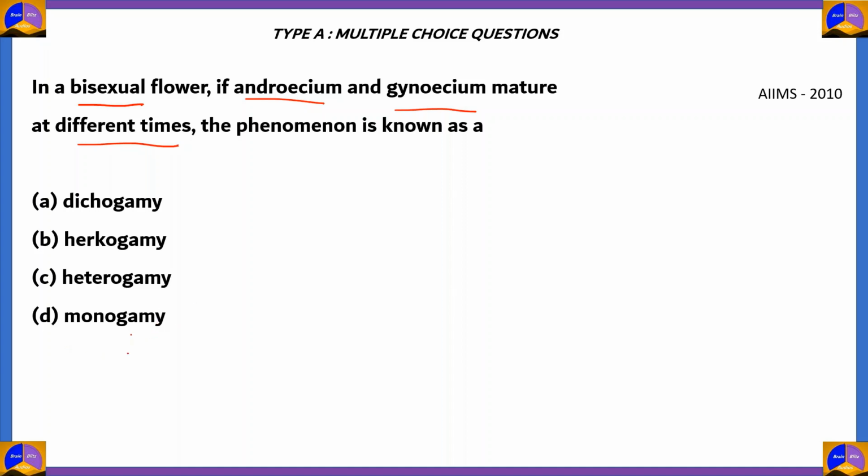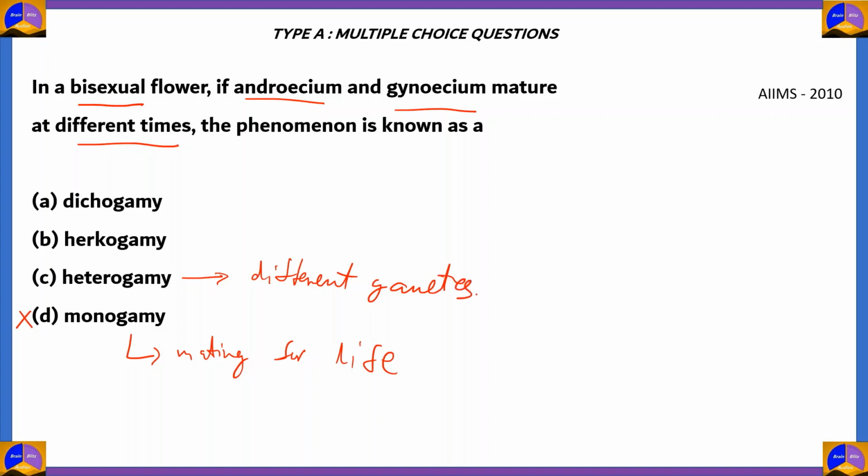The term monogamy refers to mating for life. So one couple mates for life. This is known as monogamy. So option D is incorrect. What about option C? Heterogamy. This refers to different gametes. So the size and shape of the gametes of both parents in sexual reproduction is different in the case of heterogamy. So option C is incorrect.